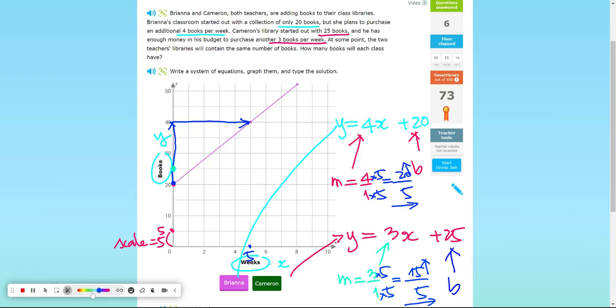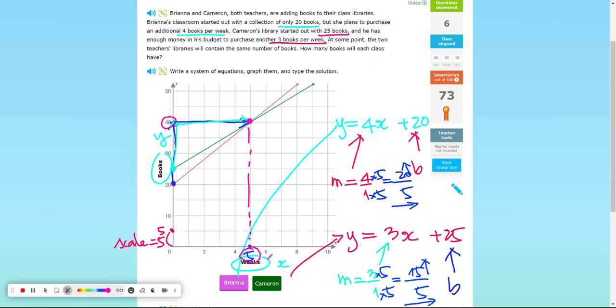Okay? So go back over here, start at 25, the y-intercept. Up 15. So right there, go up 15 and then go to the right side 5 units. Okay? Go get my little tool. Here we go. So start at 25, up 15, go to the right side 5. Okay? So what does it mean here? It means both Brianna and Cameron will have the same number of books, which is 40, after 5 weeks.